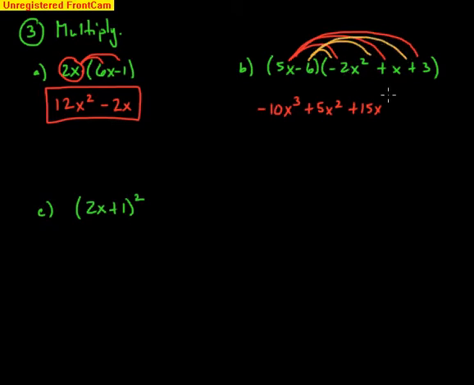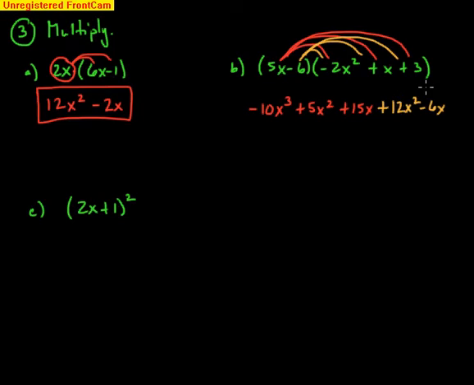Negative 6 times negative 2x squared is positive 12x squared. Negative 6 times negative 2 is positive 12, and the x squared comes. Negative 6 times positive x, that's just going to be negative 6x. And negative 6 times positive 3. I'm afraid I'm going to run out of room. Let me scoot over real fast. That's an easy fix. There we go. Negative 18. And we have distributed the 5x and the negative 6 to everything in the other parenthesis.